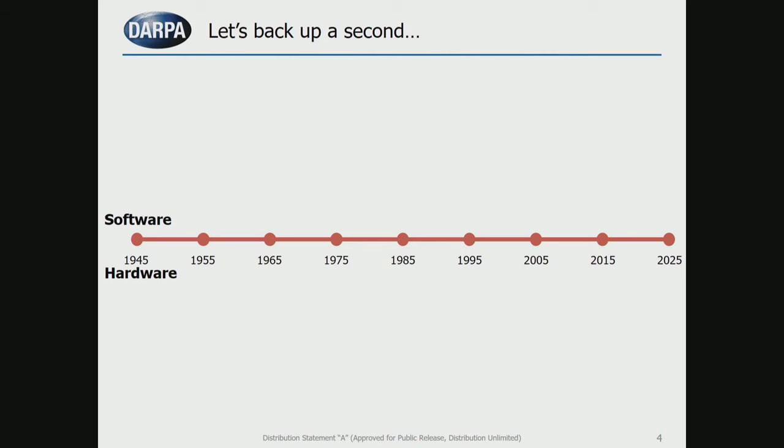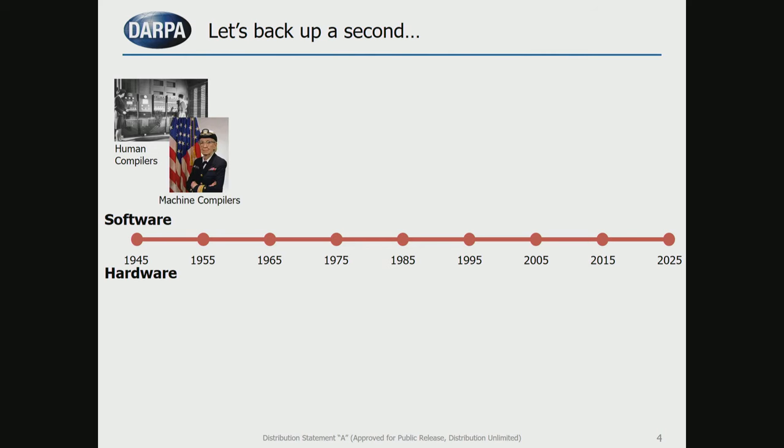So I want to compare software and hardware and where we've gone in the last 70 years, mostly in terms of productivity. In software, we used to have human compilers, people who programmed machines by pulling wires, configuring the machine itself. That became very tedious. People got upset. They started designing compilers. You don't want to program in ones and zeros. Assemblers weren't good enough, so we had higher level languages.